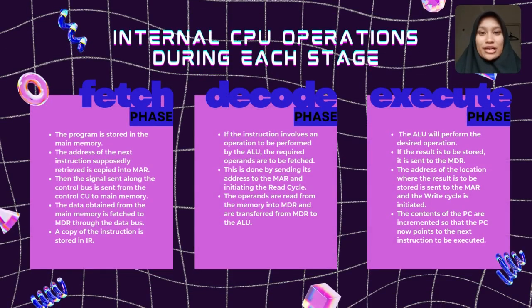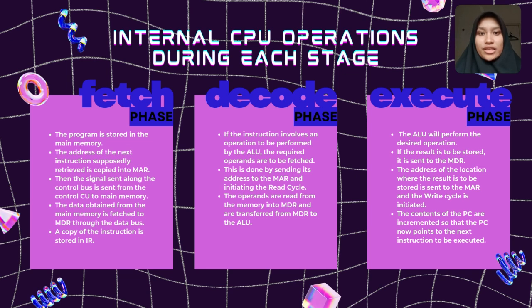Okay, next we'll be talking about the internal CPU operation as each stage operates. Firstly, the fetch phase. During this phase, the program is stored in main memory. Next, the address of the next instruction to be retrieved is copied to the MAR. Then a signal is sent through the control bus from the CU to main memory. The data obtained from main memory is fetched to the MDR through the data bus, and finally a copy of the instruction is stored in the IR.